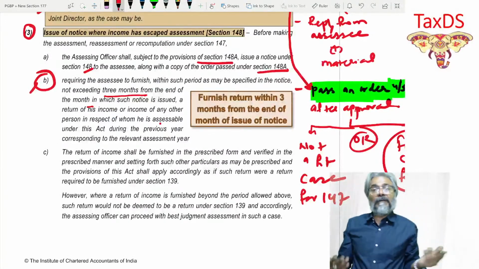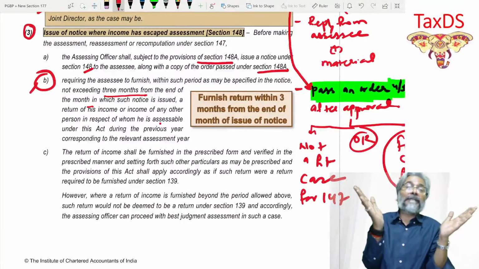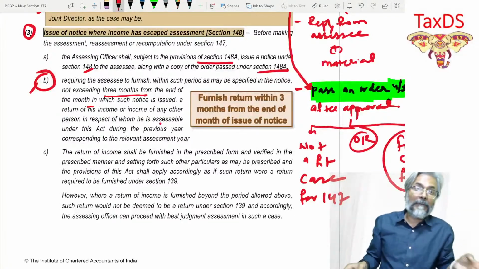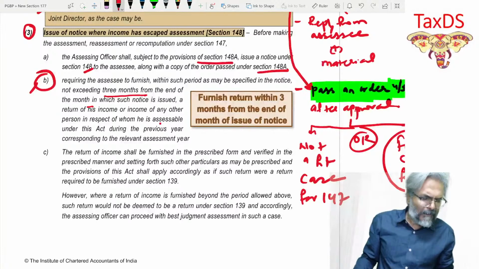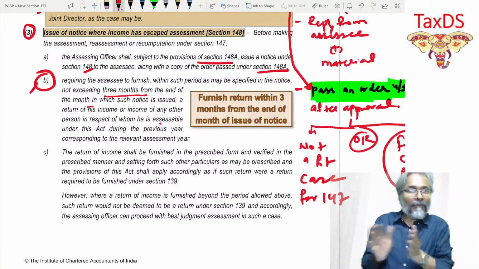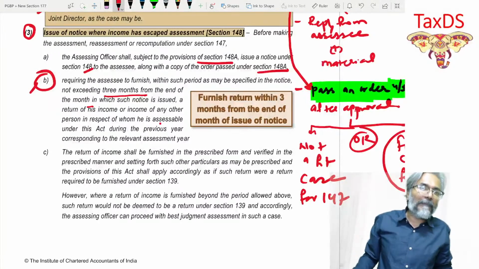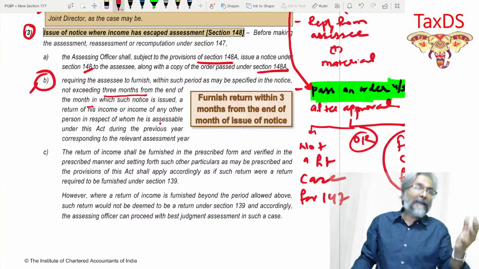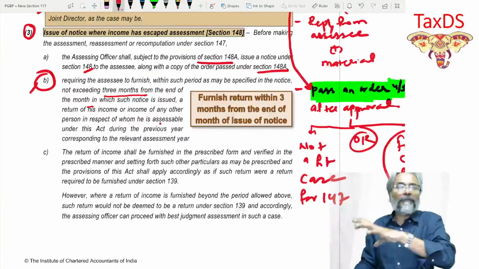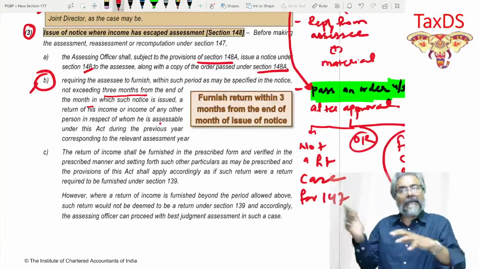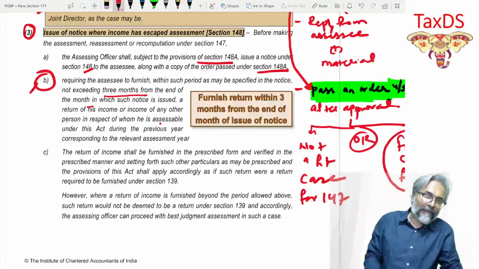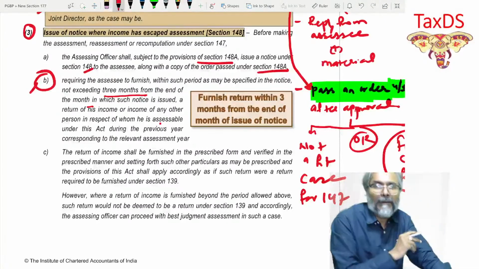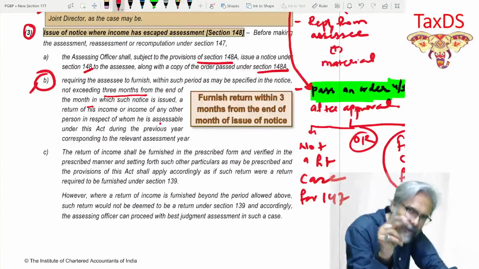And in some cases, there was a lot of luxury of time given, say in a month's time, in 1.5 months' time, or 2 months' time. So there were a lot of deviations from case to case. Now that discretion on the part of the AO to allow time to the assessee is taken away, students. This is the amendment. One of the small amendments.